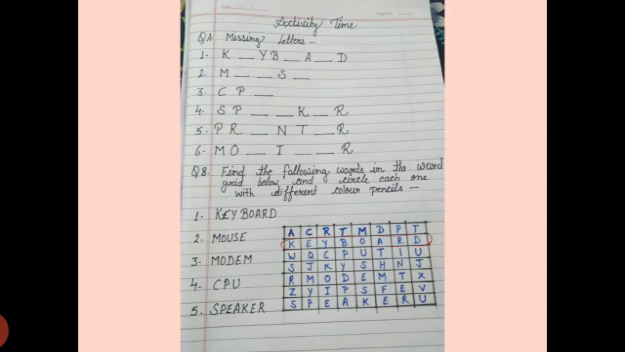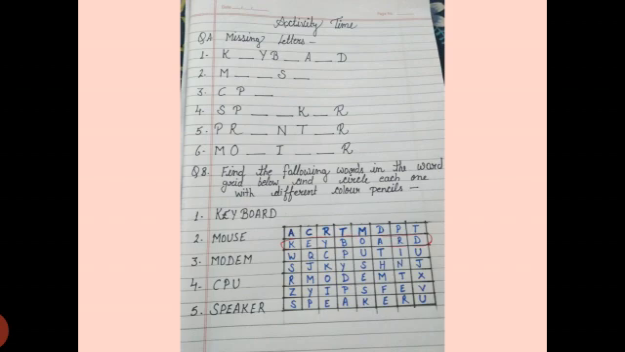Now the fourth one. SP dash dash KER. That part which you use to listen to music. Think. Love it, you tell me. Very good, Speaker. Now PRINT dash R. So what do you have to fill here? Printer. Very good.